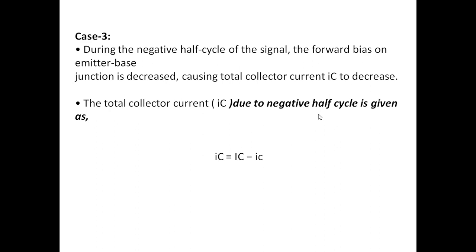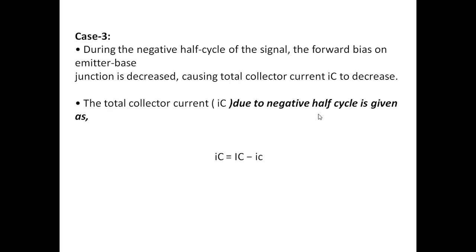Therefore, that will be subtracted from the zero signal collector current. This subtraction decreases the net current at the collector junction during the negative half cycle. These are the two conditions, three conditions or three cases, which give the operation of how the signal will be measured across the load resistance in the common emitter configuration.